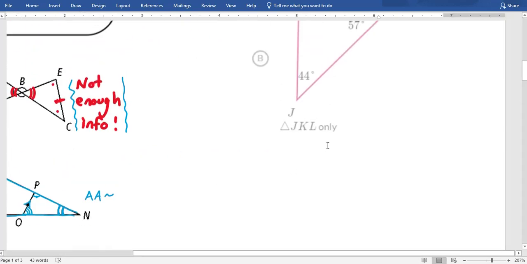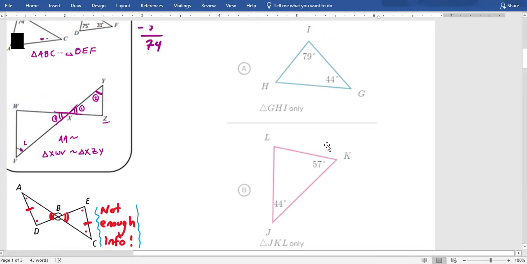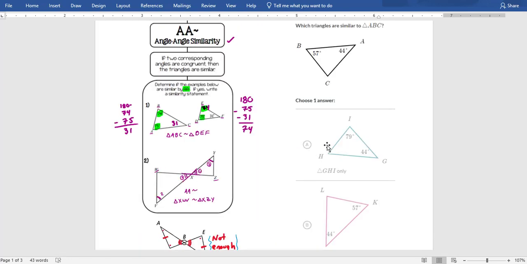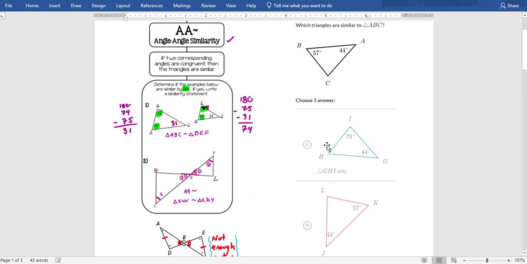Finally, you're going to see a lot of this on your check today. Let me zoom out. It's going to say which triangle is similar to ABC. Okay, so to give you two options there, I'm working on the right side of the page here. Let me put a line down the middle. Anything on the right side of the page is what I'm working on.